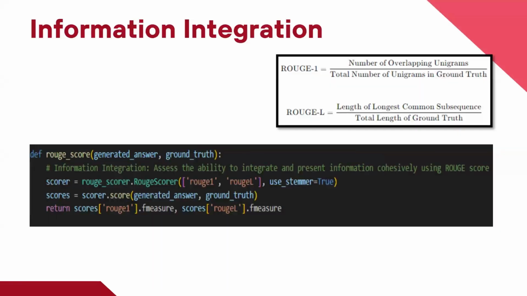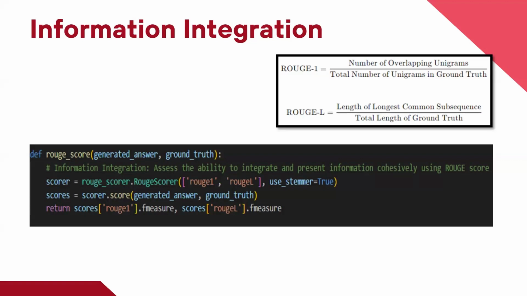Now coming to the information integration, it is measured by ROUGE, Recall-Oriented Understudy for Gisting Evaluation. This is a score to determine the quality of information integration. ROUGE-1 and ROUGE-L scores are calculated by comparing the generated answer to the ground truth, focusing on the overlap of unigrams and longest common subsequence, respectively. And let's discuss a function.